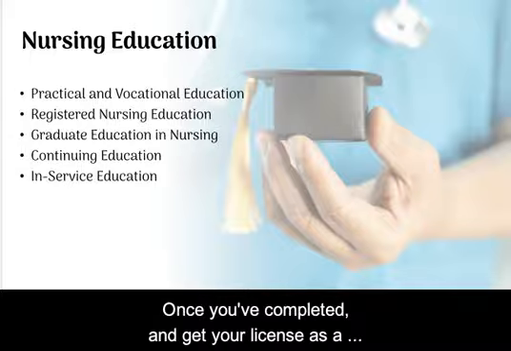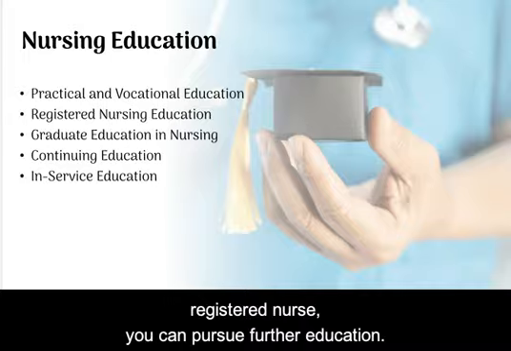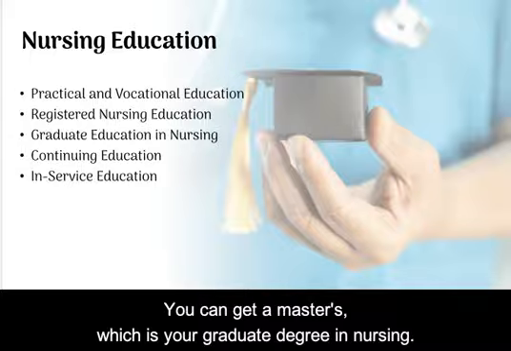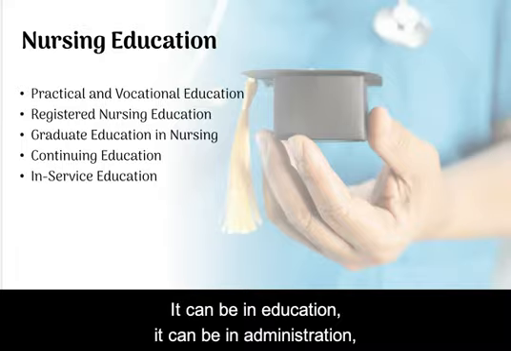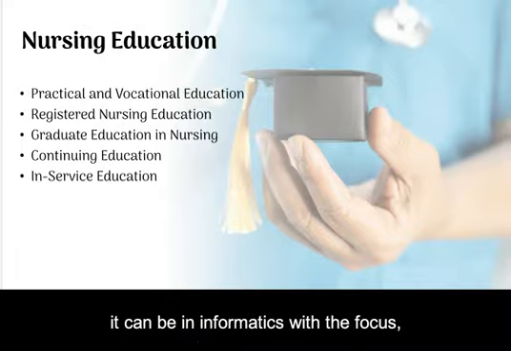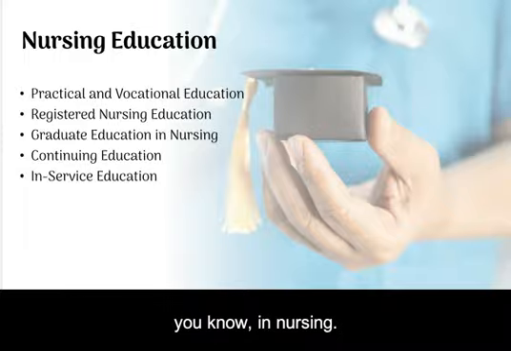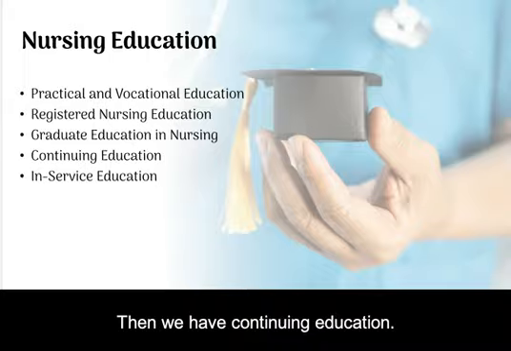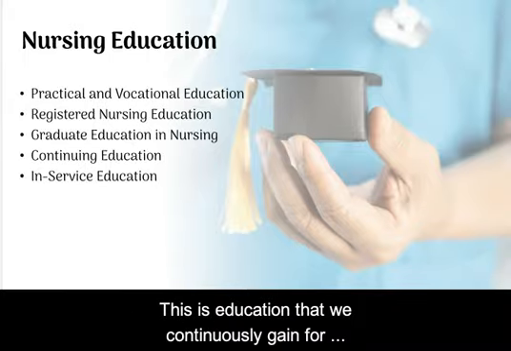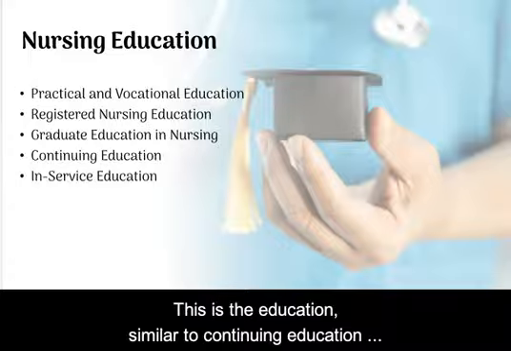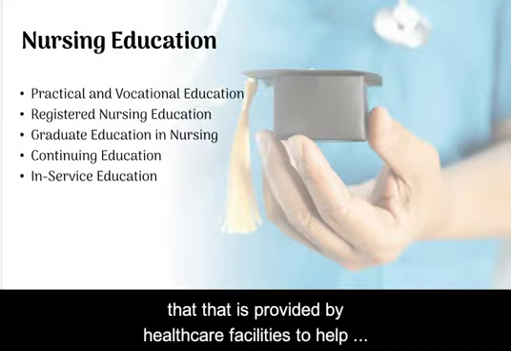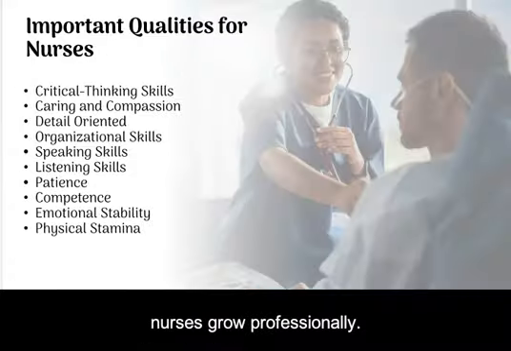Once you've got your license as a registered nurse, you can pursue further education. You can get a master's, which is your graduate degree in nursing. And it can be in different fields. It can be in education. It can be in administration. It can be in informatics, with the focus in nursing. Then we have continuing education. This is education that we continuously gain for professional development. In-service education is similar to continuing education, but it is provided by healthcare facilities to help nurses grow professionally.